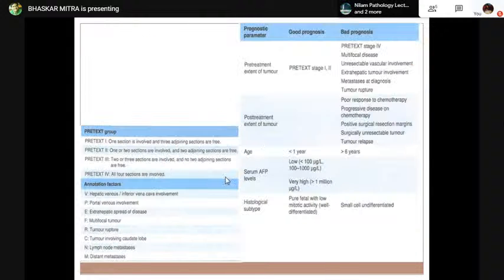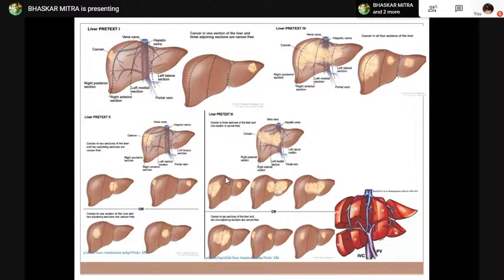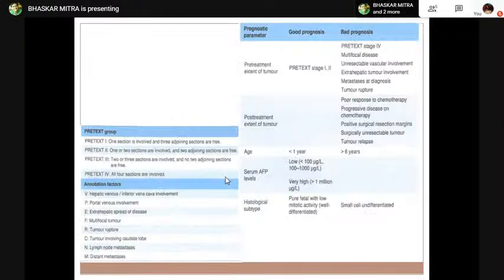This is the write-up I copied from the WHO. I found it very difficult to remember, but this picture will help. Okay. Now other things: whether the hepatic vein or inferior vena cava is involved, portal venous involvement, extrahepatic spread away from the liver, multifocal tumors, tumor rupture, tumor involving the caudate lobes, lymph node metastasis. On this ground, we differentiate into PRETEXT 1 and 2, pre-treatment extent of the tumor, good prognosis.